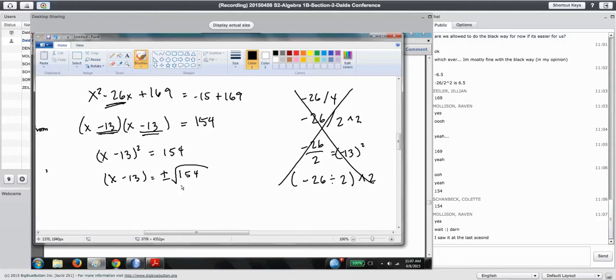Okay, so someone with a calculator, what is the square root of 154? Actually, you know what? I'm going to add 13 to both sides, and I have x equals 13 plus or minus the square root of 154. And you can plug that into your calculator and get the right answer. The square root of 154 is probably about, let's see, isn't it like 12 or something like that? 12 point something.